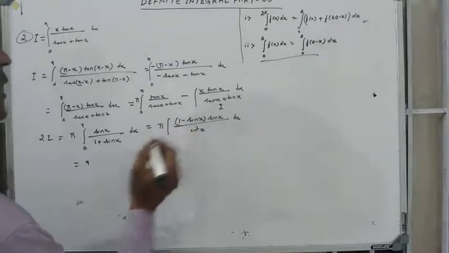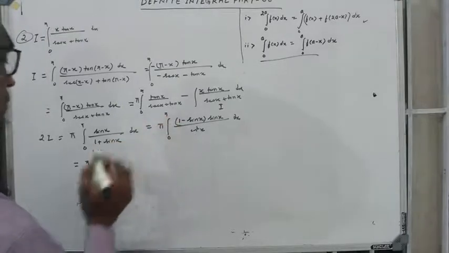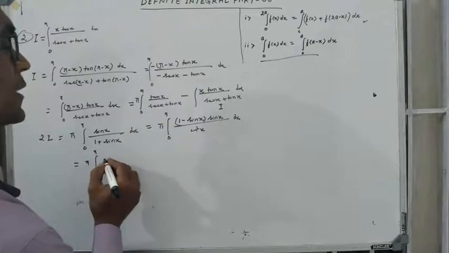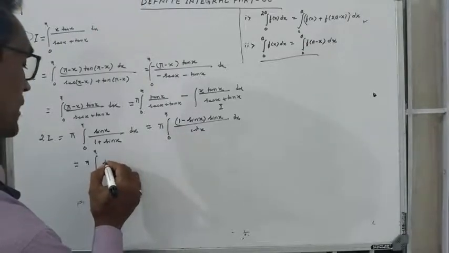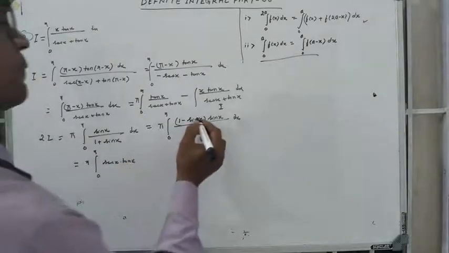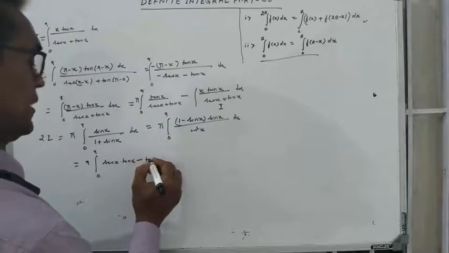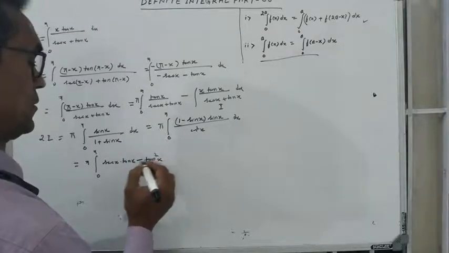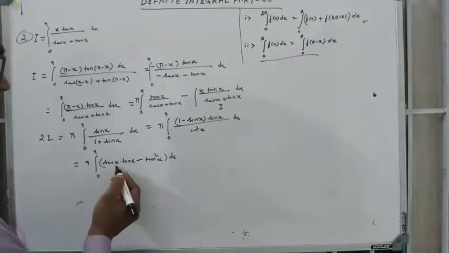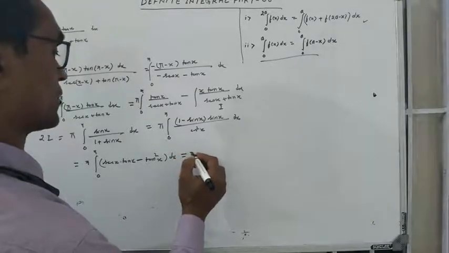Now sin x by cos square x, 0 to pi: sin x by cos square x is tan x into sec x, so sec x tan x, then sin square x by cos square x minus tan square x dx. We have a formula for this, but we have to change this tan square x into sec square x.